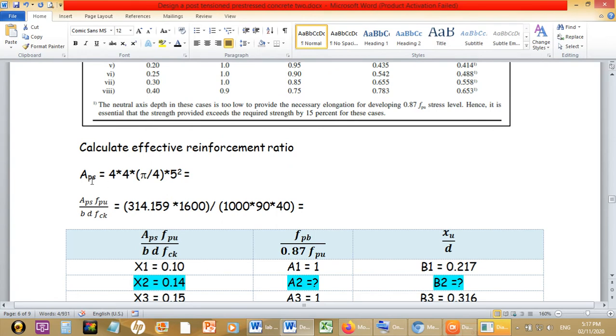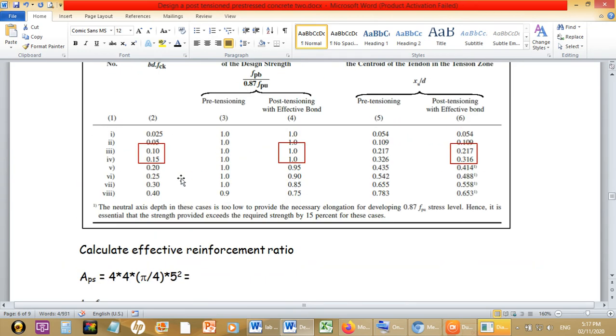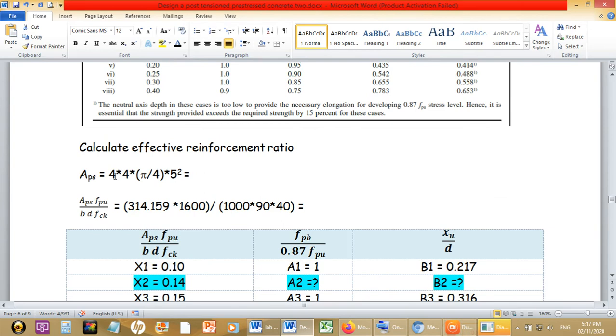So first of all area of prestressing steel. Here we are doing all this for the unit width, so that's why in x direction we have provided 4 number of tendons, 4 number of strands each. In each strand we have 4 wires, and area of each wire is pi by 4 into 5 square. So APS, total area of prestressing steel, is 314.159 mm square. This is what the total area.